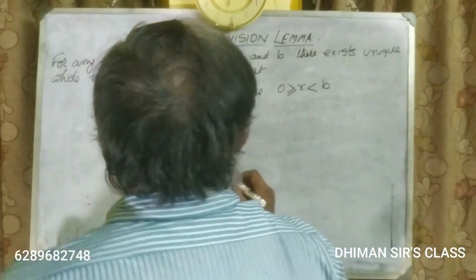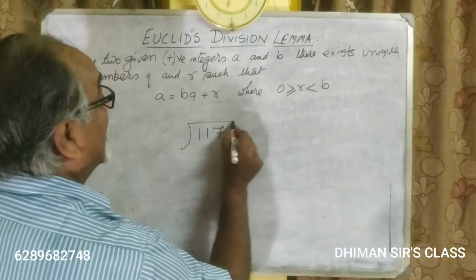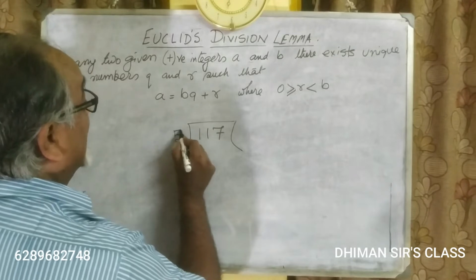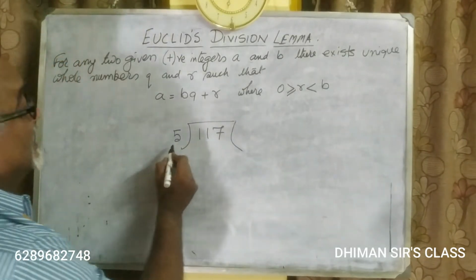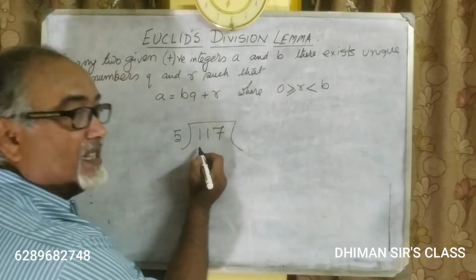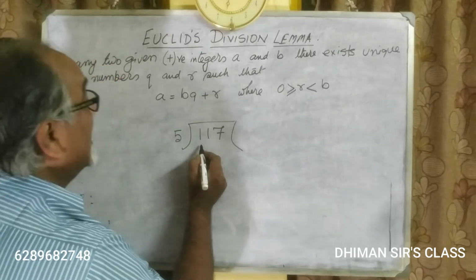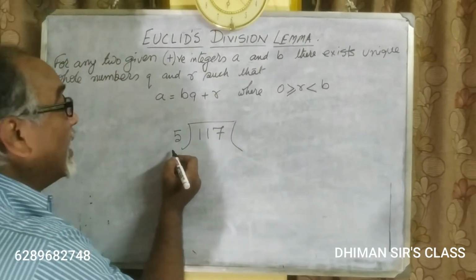Students, do this division. 117 divided by 5. How many digits outside? Only one digit, sir. So let us take one digit inside. In the dividend, let us take one digit, because in the divisor there is only one digit.